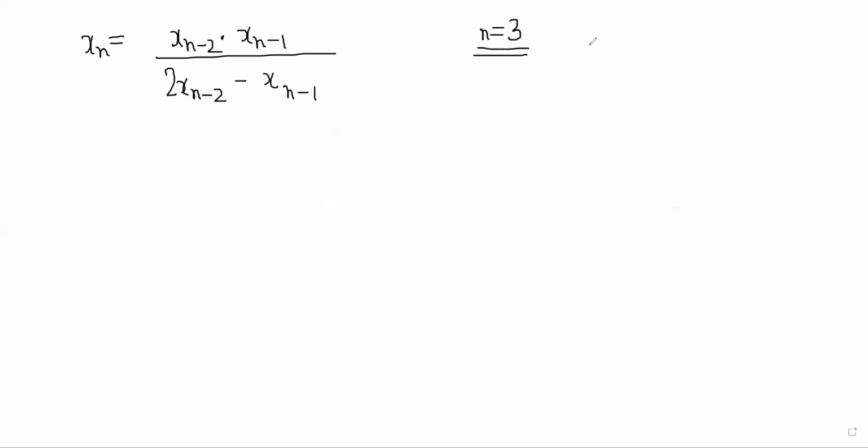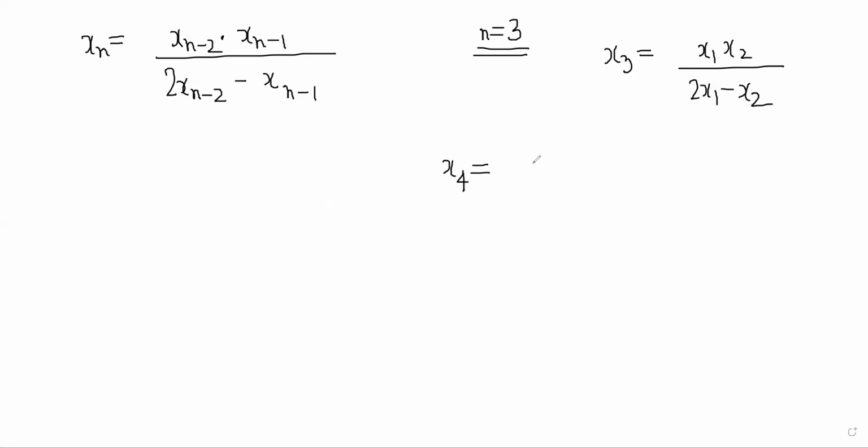So I'll write this again: xn is equal to x of n minus 2 multiplied by x of n minus 1, divided by 2x of n minus 2 minus x of n minus 1. And I will try to look at smaller cases, evaluate some small cases, and then try to see if I can notice some pattern, right? So let's put n equal to 3, because that is the starting point here. If I put n equal to 3, I get x3 is equal to x1 x2 by 2x1 minus x2, right? Okay, we have to evaluate a few more cases to be able to come up with anything concrete.